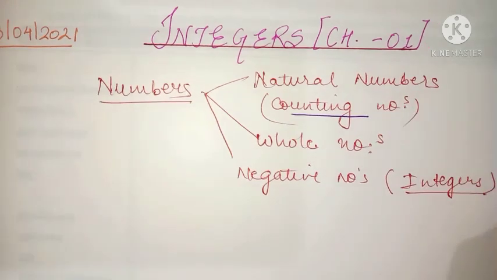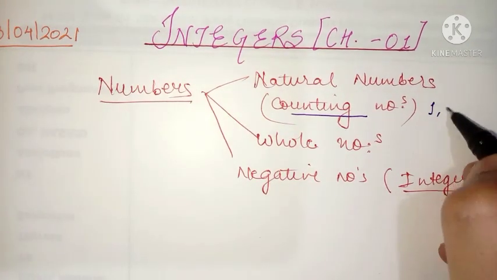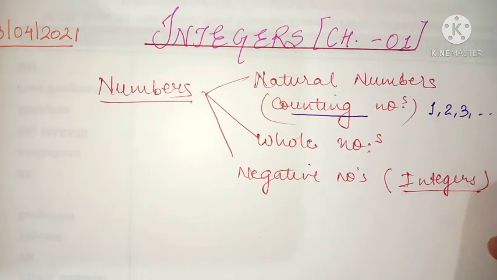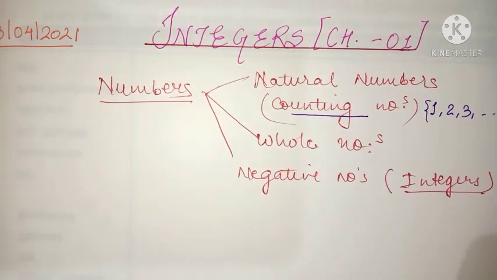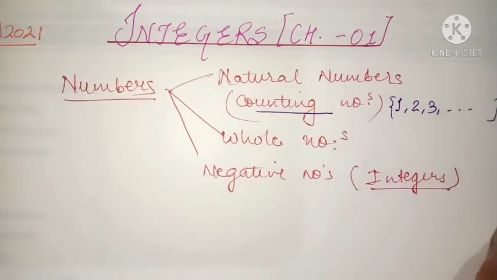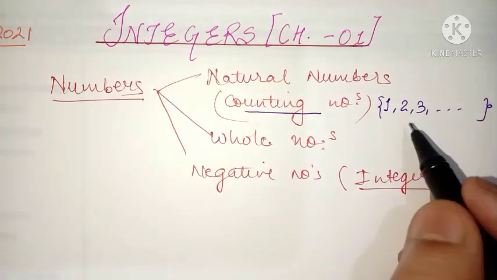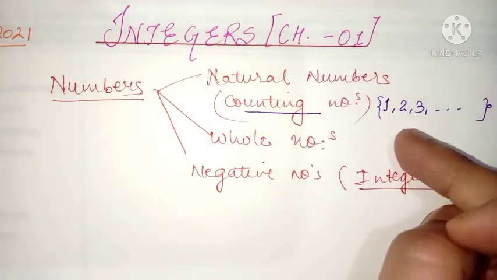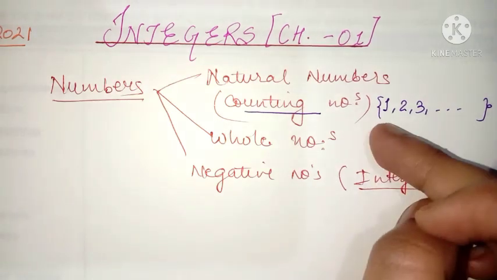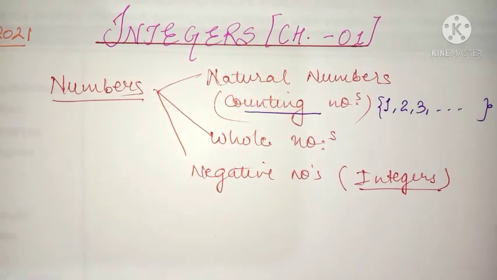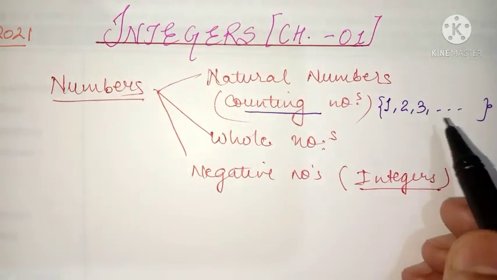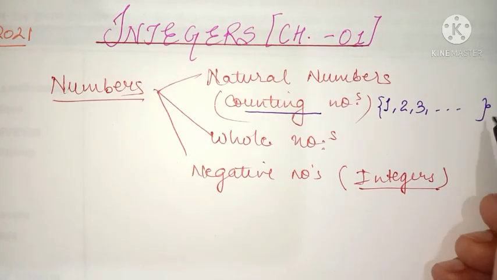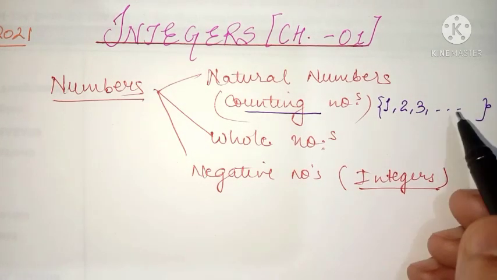They are listed as 1, 2, 3 and so on, and it goes up to infinity. It is kept in curly brackets, and the numbers are separated with commas. As they go up to infinity, there is no end for these numbers, so we just apply this dash.